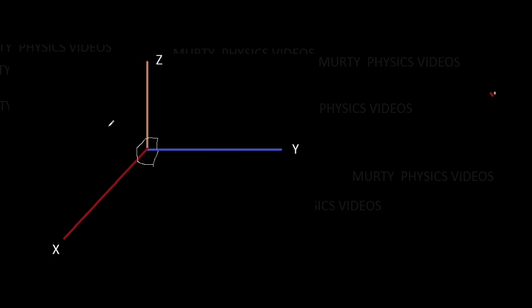And in this system we have three planes, coordinate planes. The plane which contains Y-axis and Z-axis is called the YZ plane. The plane which contains X-axis and Y-axis is called the XY plane. Similarly, the plane which contains X-axis and Z-axis is called the ZX plane.